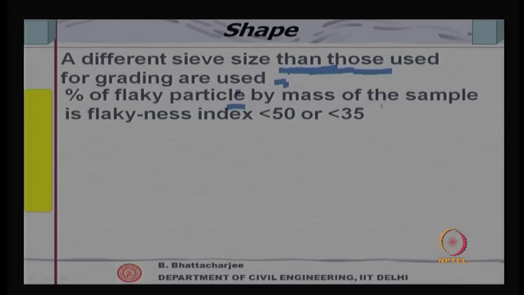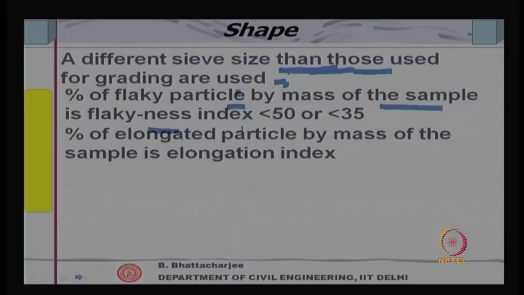Percentage of flaky particles by mass of the sample is the flakiness index. So, if I have the percentage of flaky particles in the material expressed as a percentage of the mass of the sample, we call that the flakiness index. It should be less than 50 or less than 35 depending upon the usage. The code gives you this restriction.